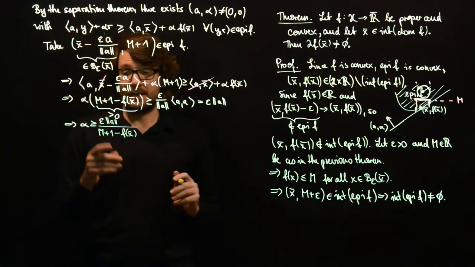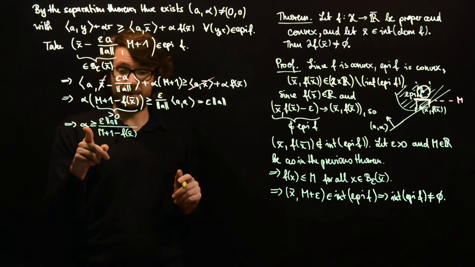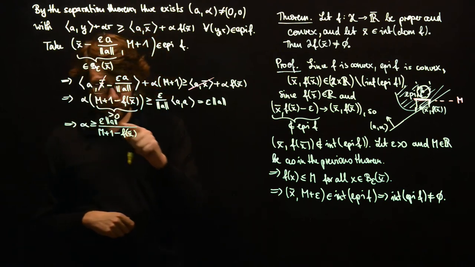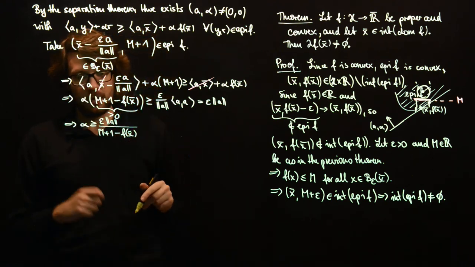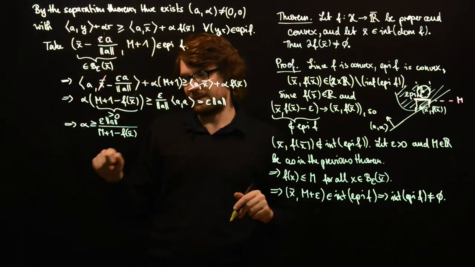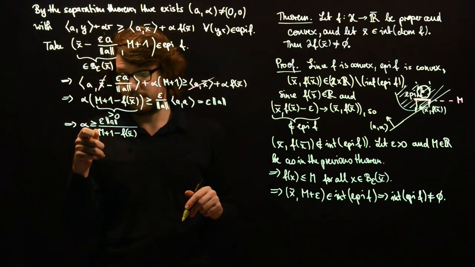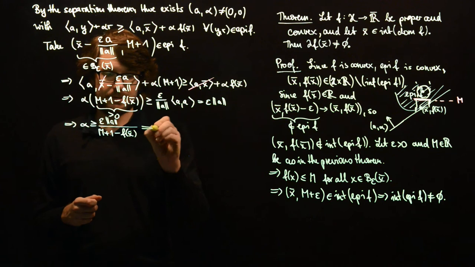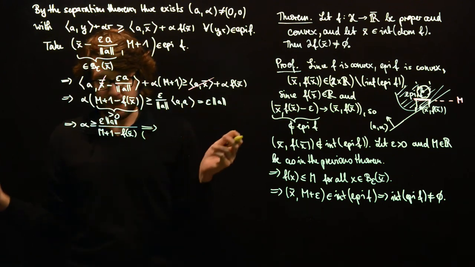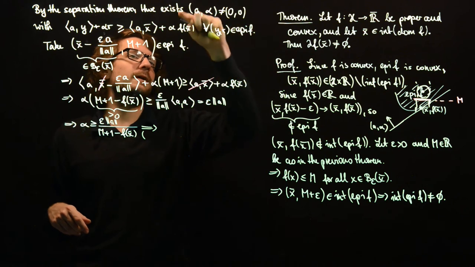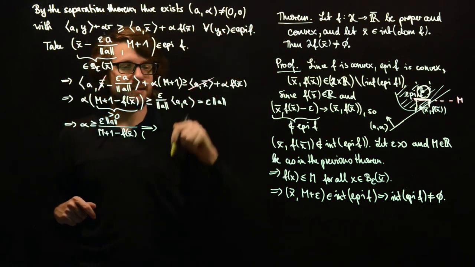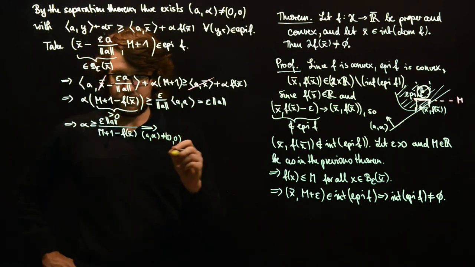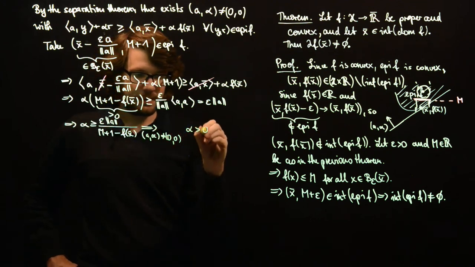And now if alpha were equal to 0, we would have that this thing here would be less or equal than 0. So norm of a times some positive number would be less or equal than 0, which would mean norm of a would be 0. So alpha equals 0 would imply norm of a equals 0, and a would be equal to 0. And since we have assumed that a and alpha are not simultaneously equal to 0, we see here that alpha is greater than 0.